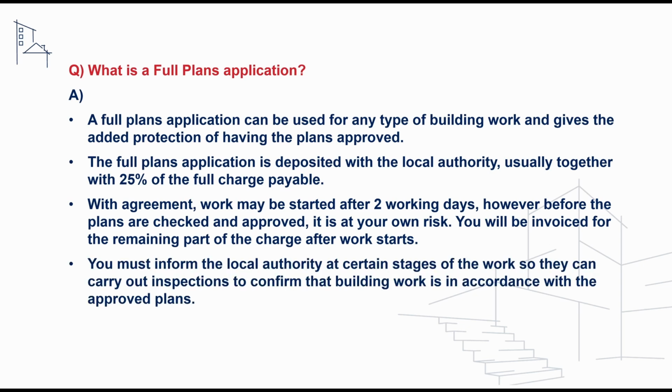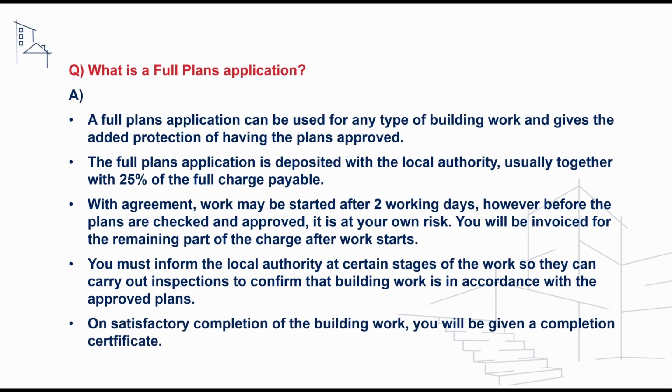You must inform the local authority at certain stages of the work so that they can carry out inspections to confirm that the building work is in accordance with the approved plans. And on satisfactory completion of the building work, you'll be given a completion certificate.